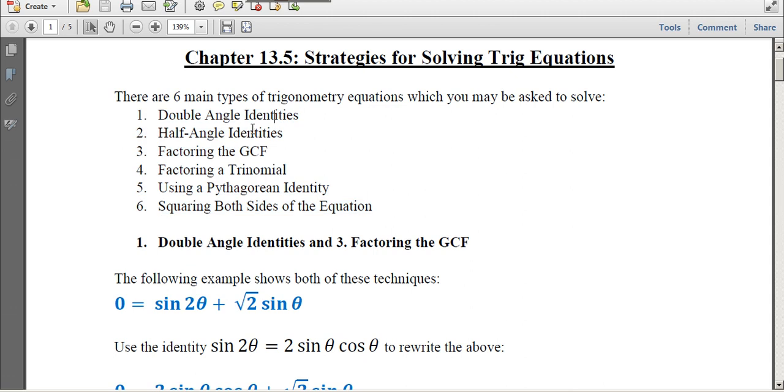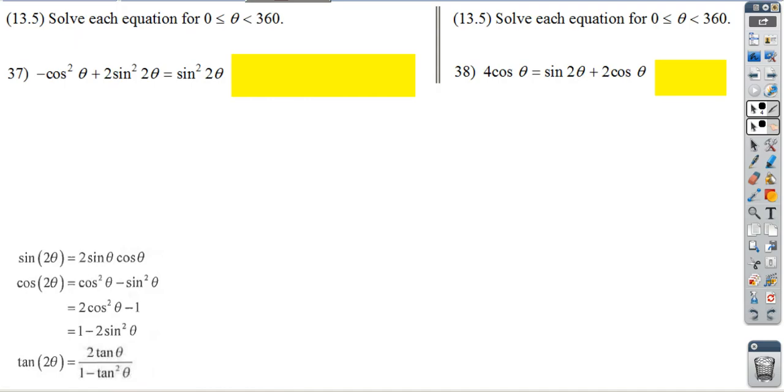So you can have a double angle or half angle identities. Those are easy to recognize. You can have a GCF or a trinomial to factor, and I'll show you how to find those two. A Pythagorean identity, or something where you have to square both sides. So let's just go down the list.